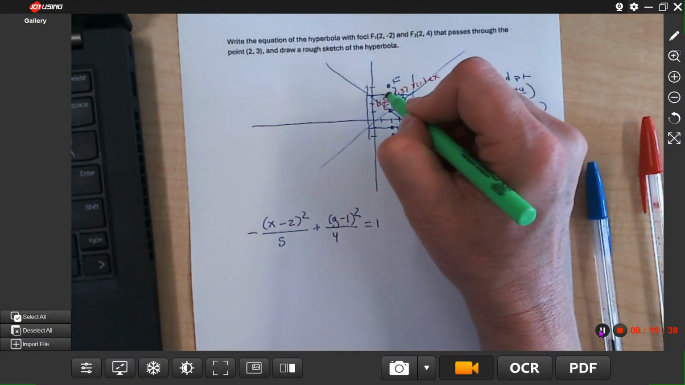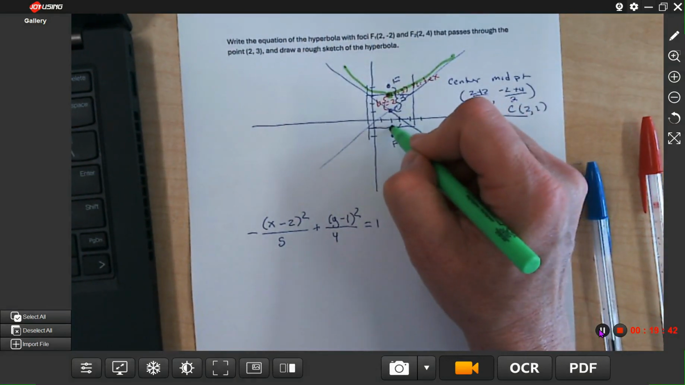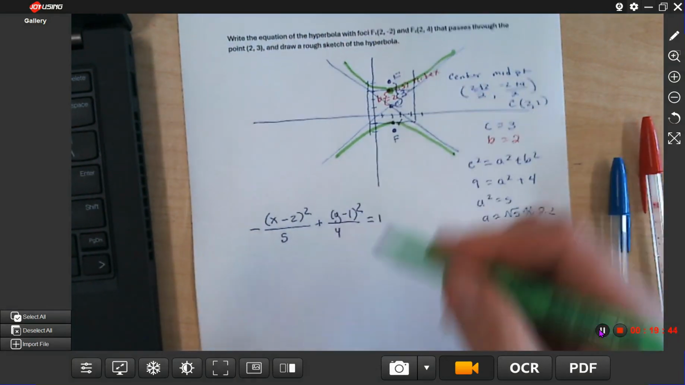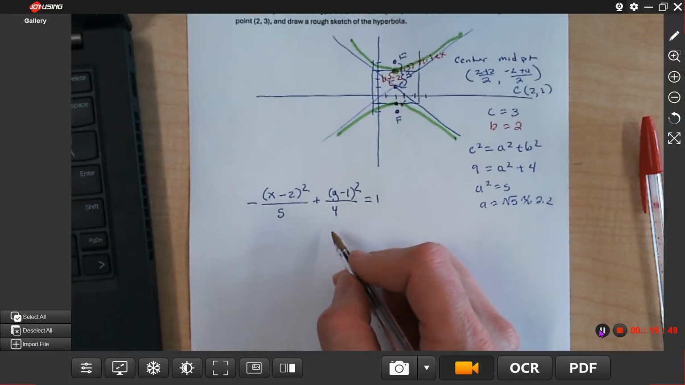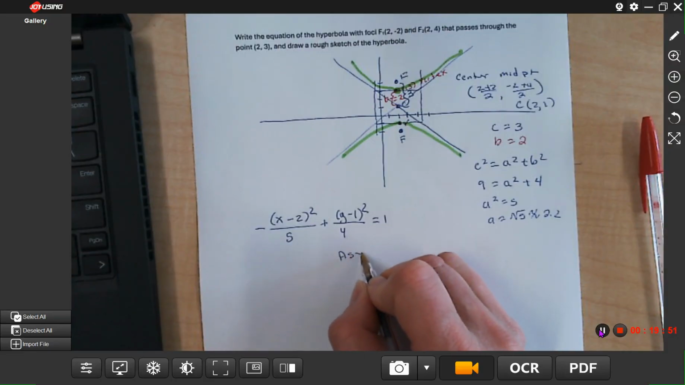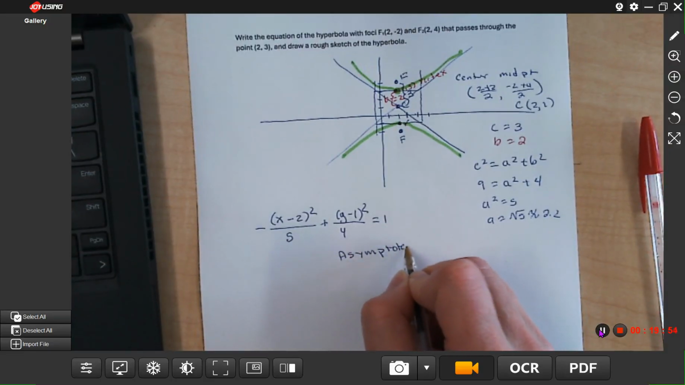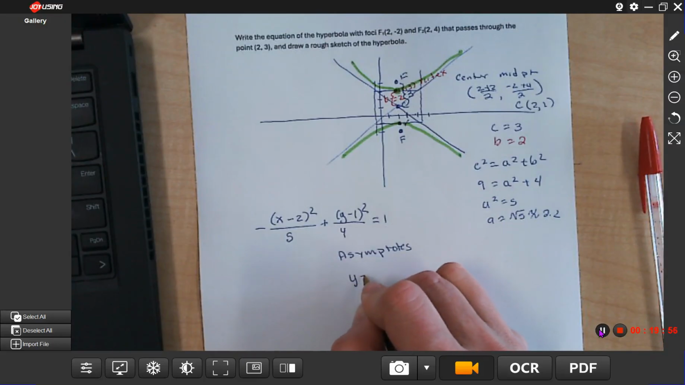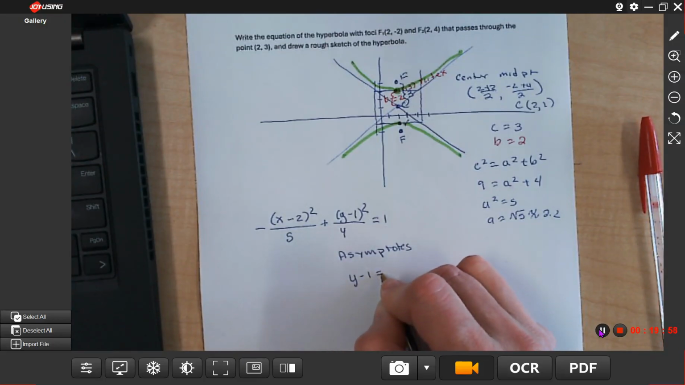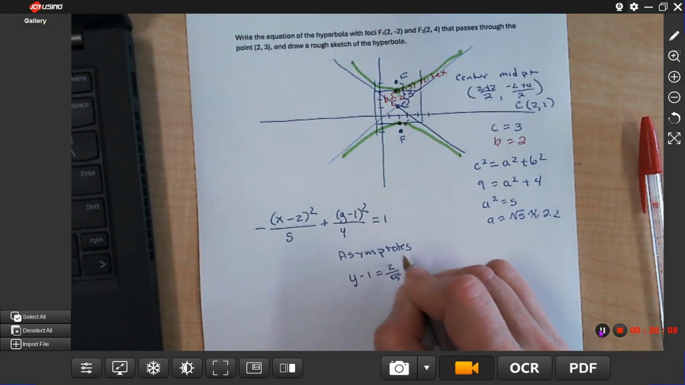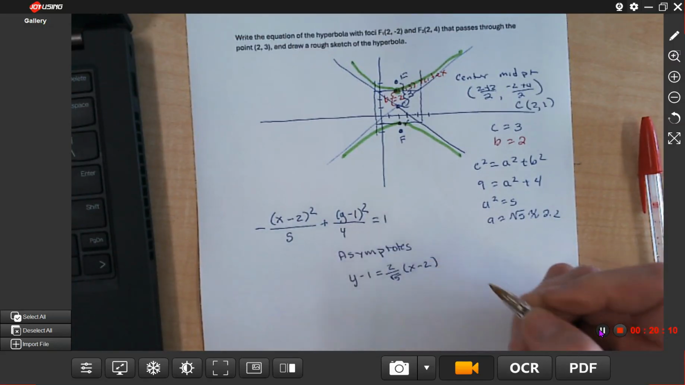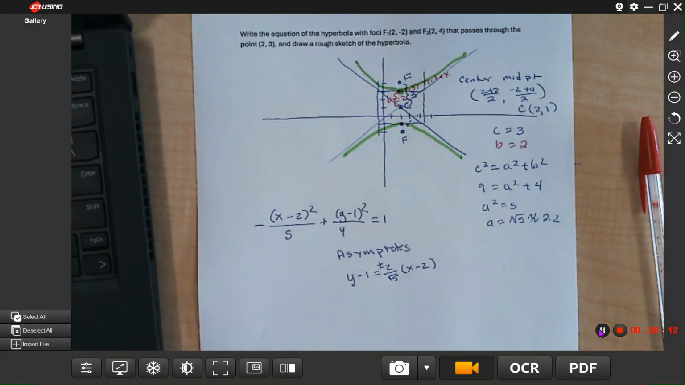It touches the vertex, heads toward the asymptote, touches the vertex, heads toward the asymptote. And then, didn't really say in the question, but just for the fun of it, let's write the equations of the asymptotes. So it would be y minus 1 is equal to the slope, which is b over a times x minus 2, and we get one of each. And that's all.